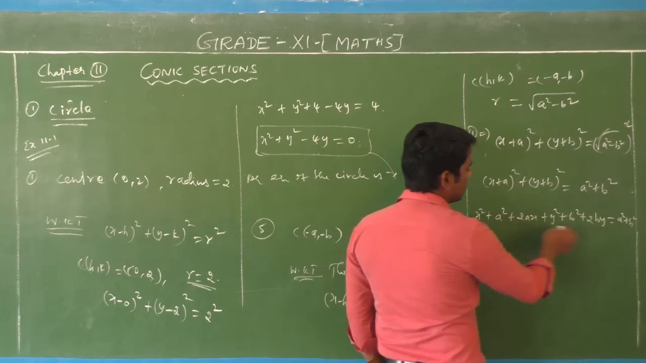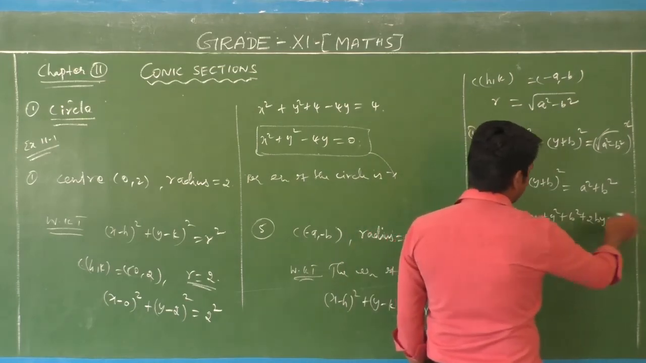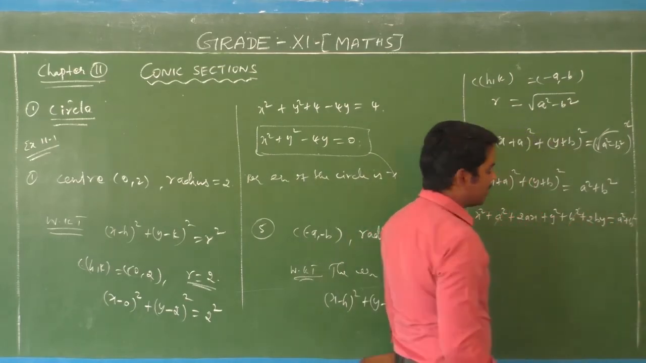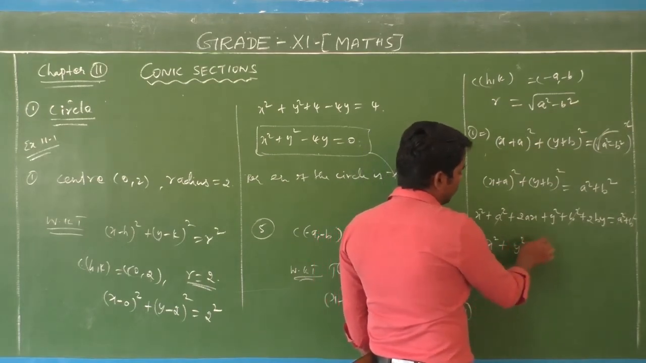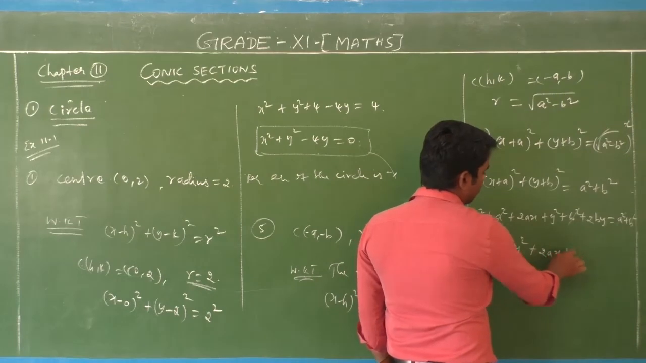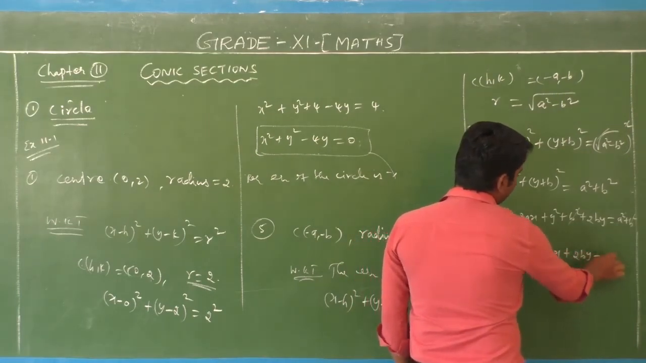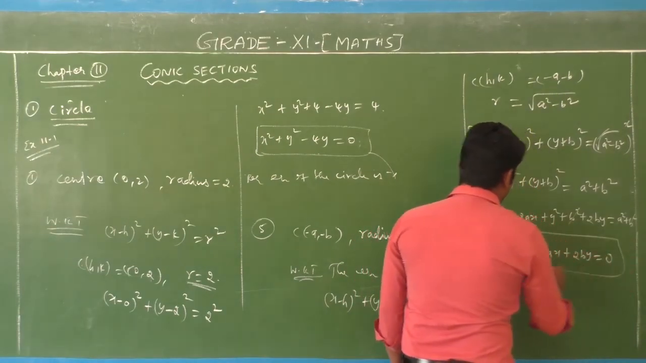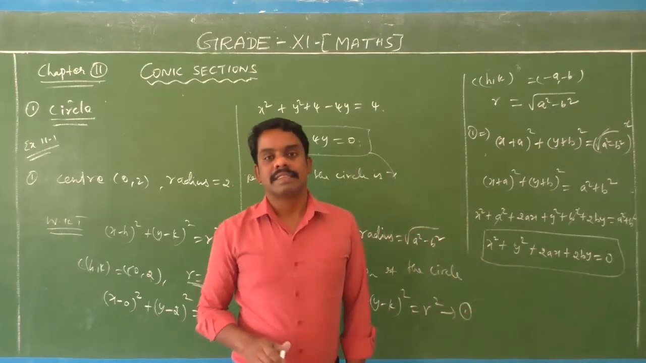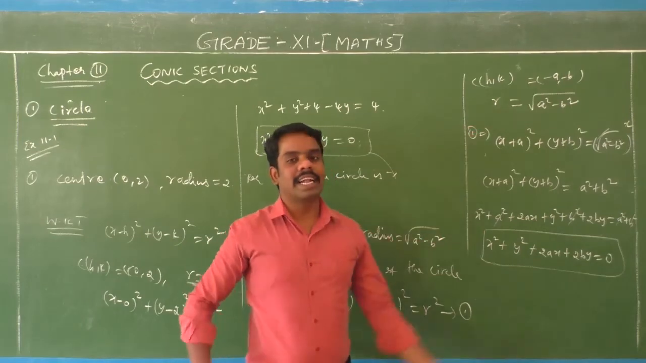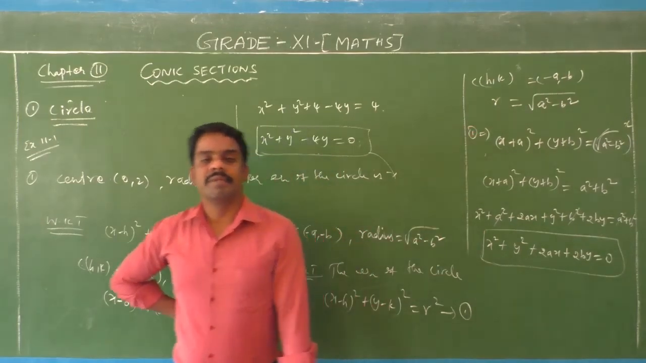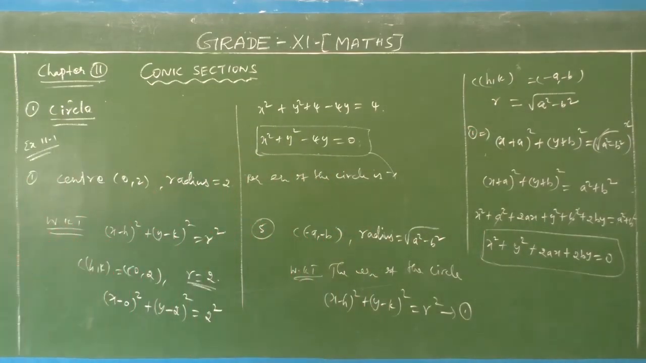So a square minus a square cancels, and b square minus b square cancels, remaining x square plus y square plus 2ax plus 2by equal to 0. This is the required equation of the circle when the center is (minus a, minus b) and the radius of the circle is root of a square minus b square. Okay, right.